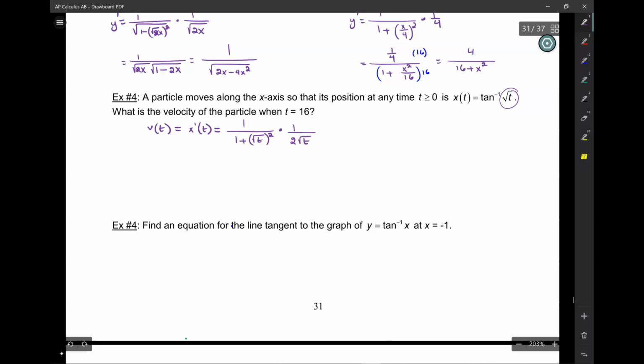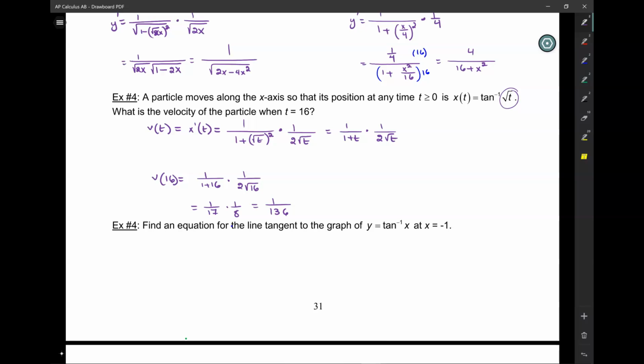Okay? So here I have 1 over 1 plus t times 1 over 2 root t. And it's fine to leave it that way because technically that's not my final answer, right? Because I'm evaluating it at t equals 16. So v of 16 is 1 over 1 plus 16 times 1 over 2 root 16. So that's 1 over 17 times 1 over 8, 1 over 136.